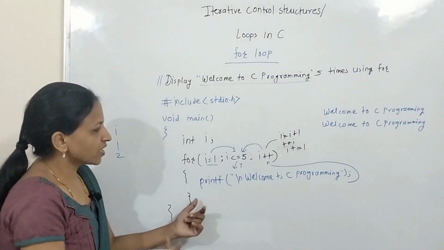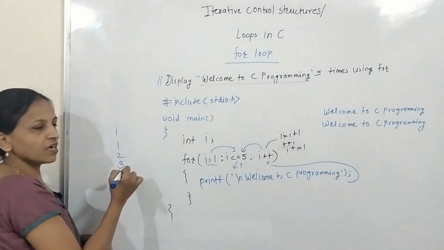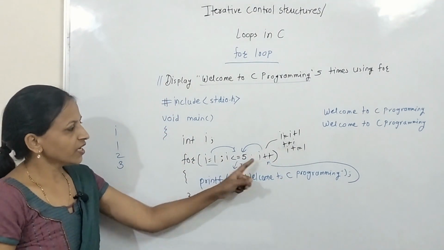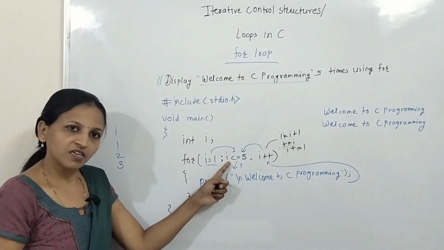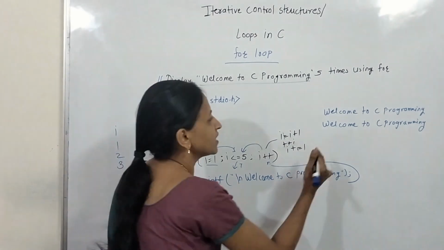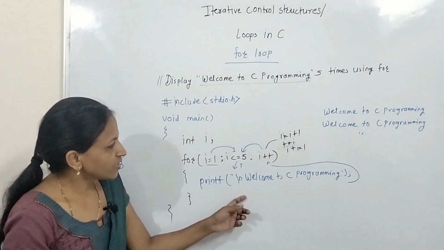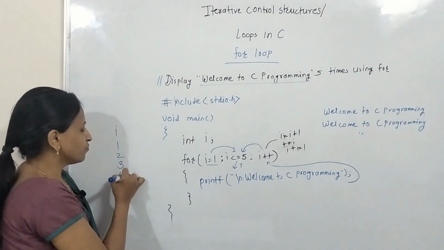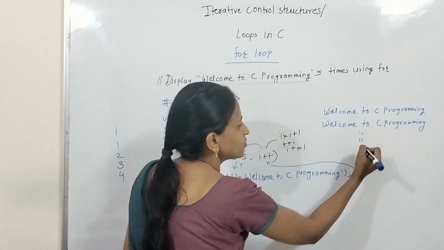Next, again it will go here to update the value of the counter. Now I plus plus, I will become 3. Then again it will check the condition, 3 is less than or equal to 5. Again it is true. Again it will display the welcome to C programming message. This is the third time. Next I plus plus, I will become 4. Again the condition will be true, and again it will display the message.